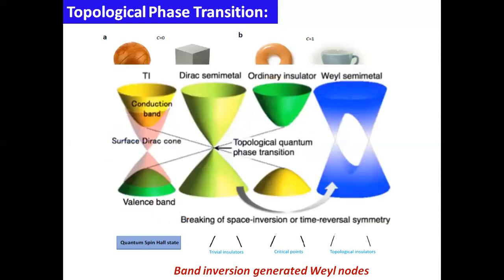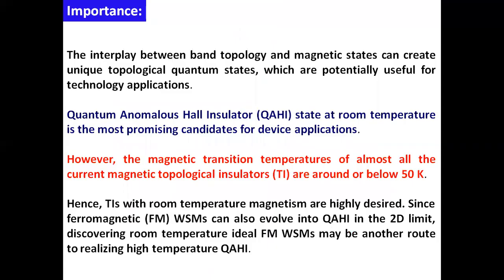Okay. So now this is another way. This is the conduction band, whatever I told. It's another pictorial representation to make you feel the statement. So now, this is one part, but what is the importance? The interplay between the band topology and magnetism.